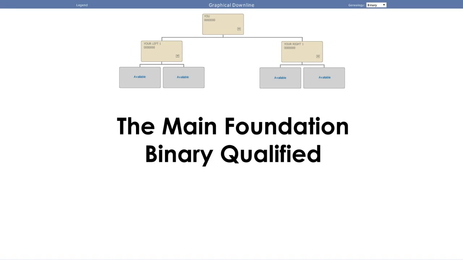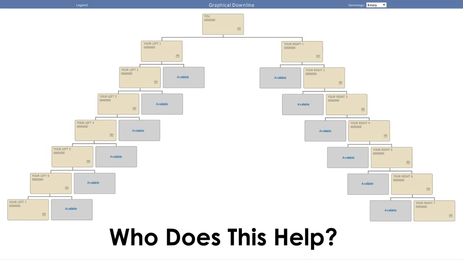Obviously the main foundation of your binary and how you build is getting binary qualified. Most people, if you utilize the system that TLC gives you of switching your preferred placement to the left and to the right, to the left and to the right, are going to end up with an organization that looks something like this. This is what's sort of called a power leg build, where you're building completely on the outside left and the outside right. Who does it help? We're going to talk about that a little bit.